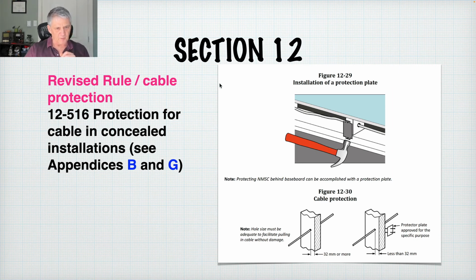This is an example here of the protection plate. So less than 32 millimeters from here to here, protection plates required. This also talks about the protection plate required if you're renovating and you remove the baseboard. And we've seen that. So do not get caught on this one.